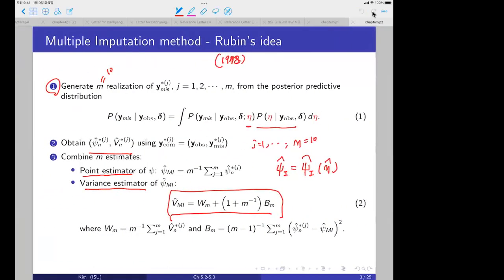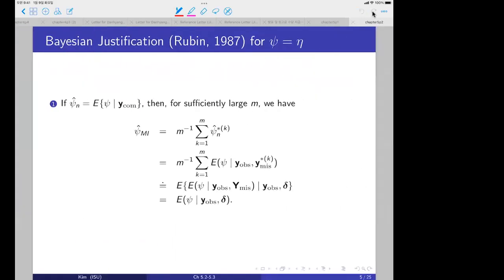Then you might wonder, how did Rubin come up with this idea? Well, his idea is very simple. The Bayesian justification for the Bayesian imputation is really simple.